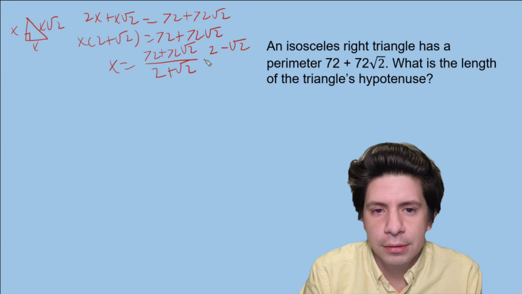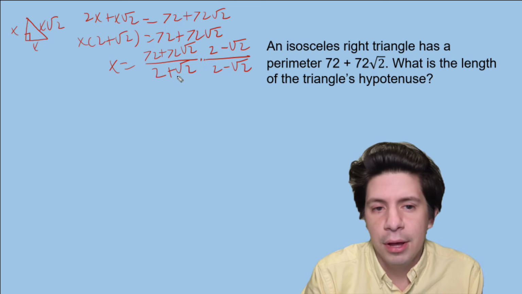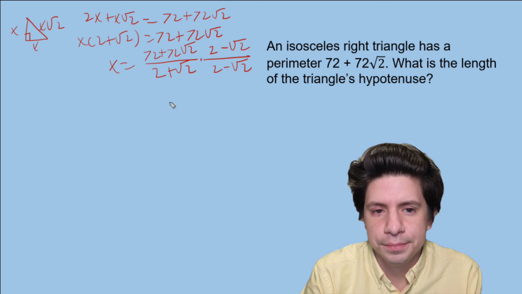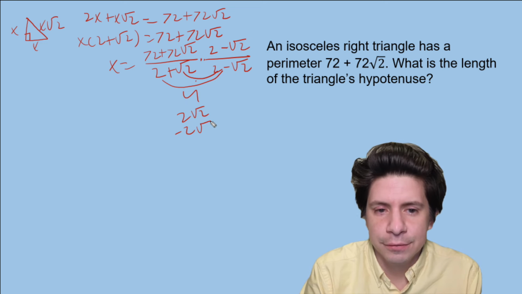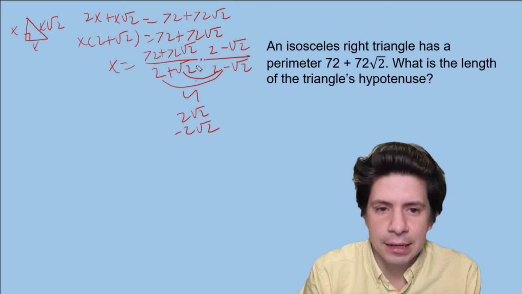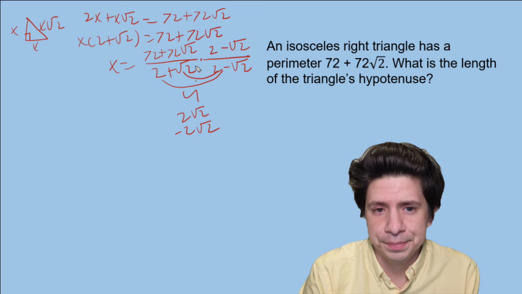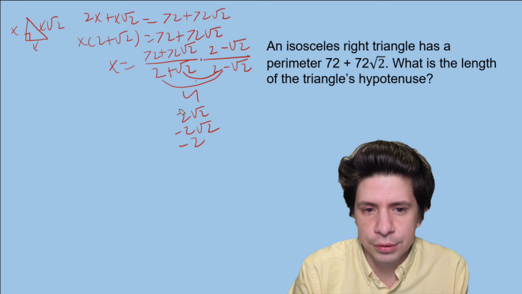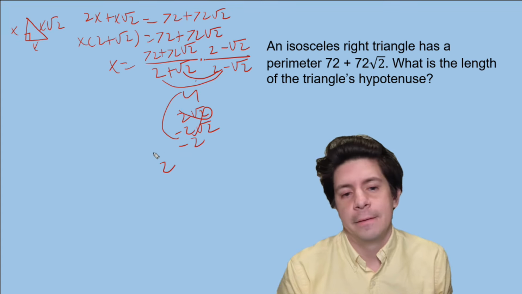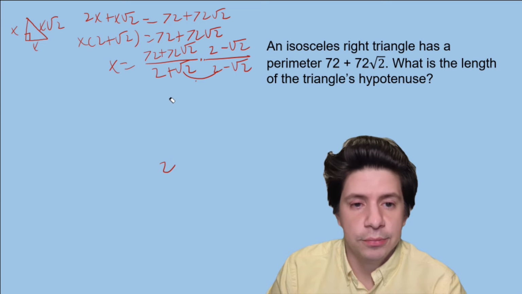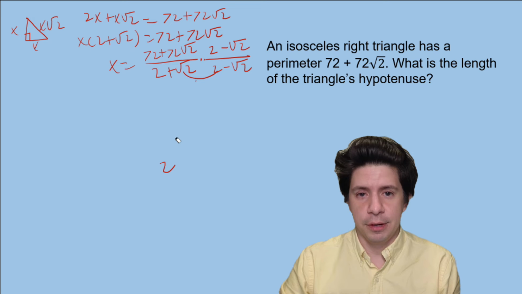So 2 minus root 2 on the bottom and top. On the bottom, the 2 times 2 gets you 4. So this becomes 4. This becomes plus 2 root 2, negative 2 root 2. And then negative root 2 times positive root 2 is going to be negative 2. So these cancel, and this becomes 2. So the bottom is going to become 2. Okay. So I just erased a bit. So we have 2 on the bottom.